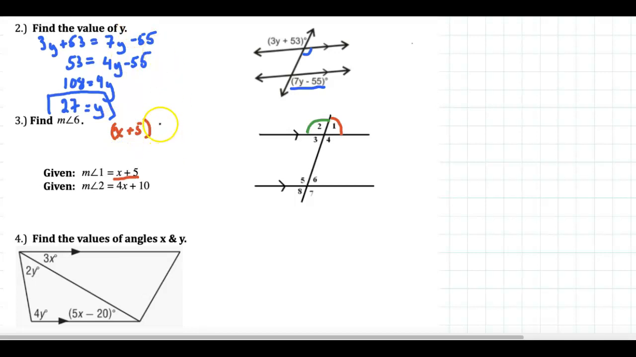Okay, so the first angle here, x plus 5, right? Plus the next angle here, which is 4x plus 10, right? Adds up to 180 degrees. Alright, so 5x, if I combine the like terms, plus 15 equals 180. And then I subtract 15 from both sides, and I get 5x is equal to 165.